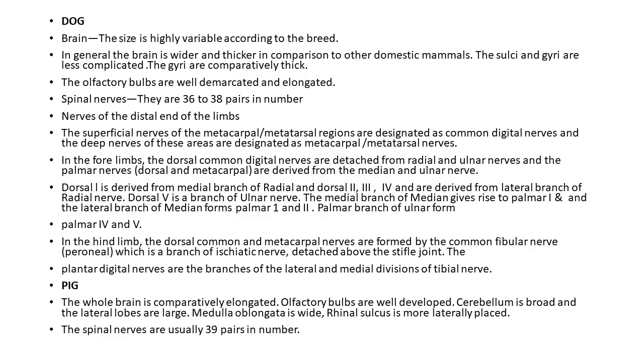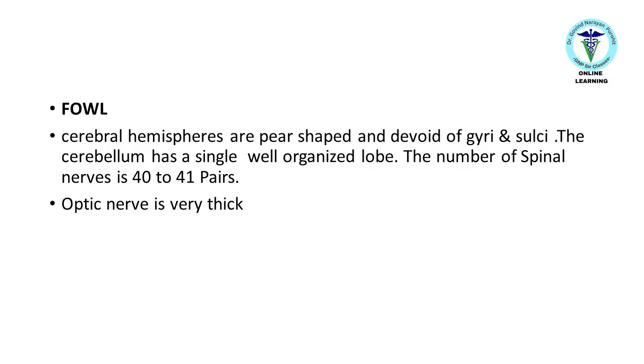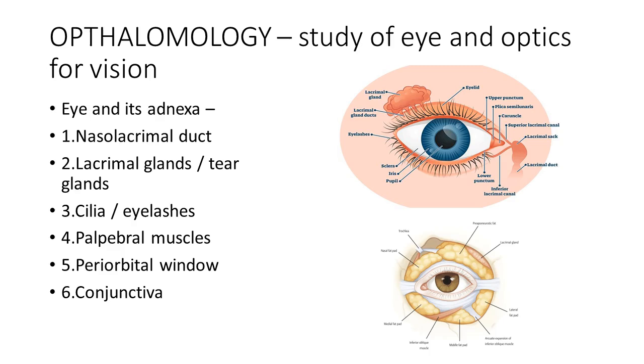They have 36 to 38 pairs of spinal nerves, and the superficial nerves of the metacarpal and metatarsal regions are designated as common digital nerves. Fowl have pear-shaped cerebral hemispheres devoid of gyri and sulci. Their cerebellum is well organized, and they have 40 to 41 pairs of spinal nerves. The optic nerve in fowl is notably thick.